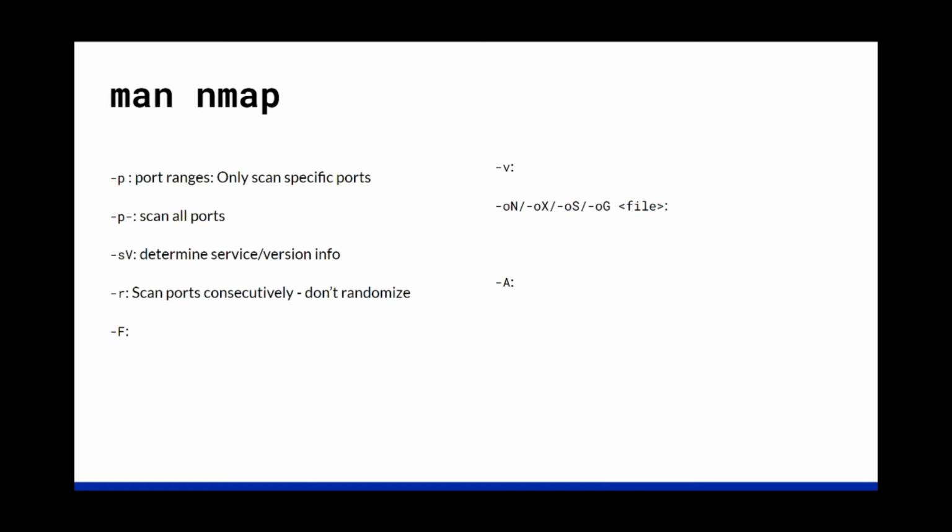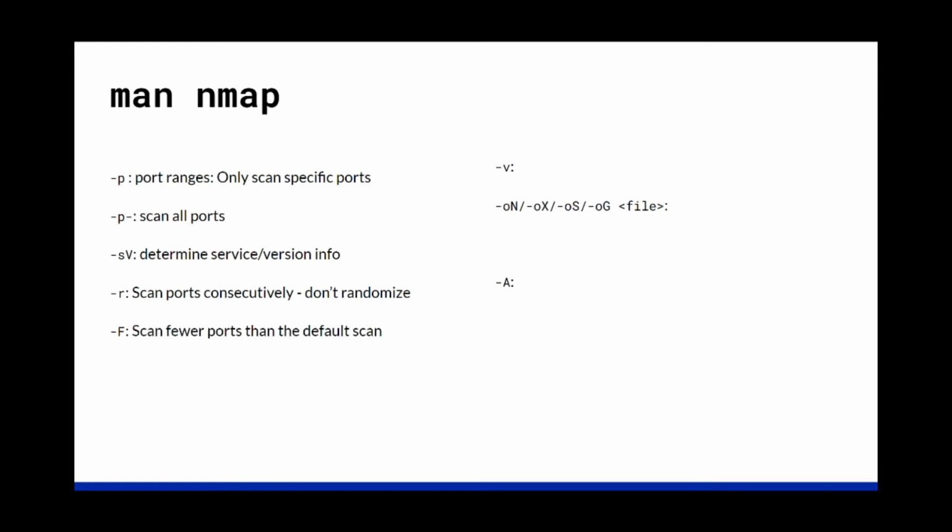-r is going to scan ports consecutively and not randomize. So Nmap actually randomizes what ports it scans first. So in case you don't want it to randomize and you want an order of ports, like you want to scan ports in order, you'll do -r. A lot of scanning tools do that. They randomize, so you want to make sure that you don't randomize when you don't want to. That's just something to add there.